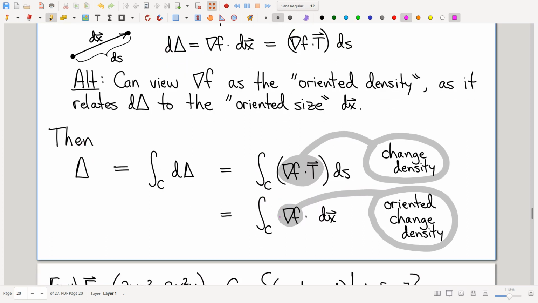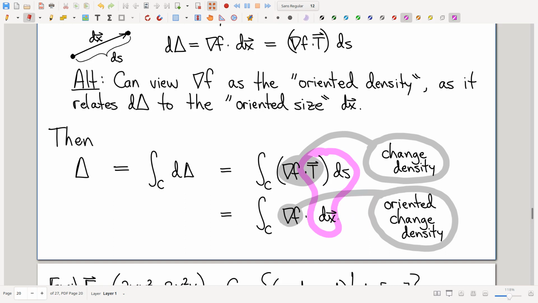Okay, now let's change our notation. Let's remind ourselves that the T ds that I have right here, this T ds is dx, right? So this is really kind of a better way to write the vector line integral. It's certainly a more compact way to write the vector line integral.